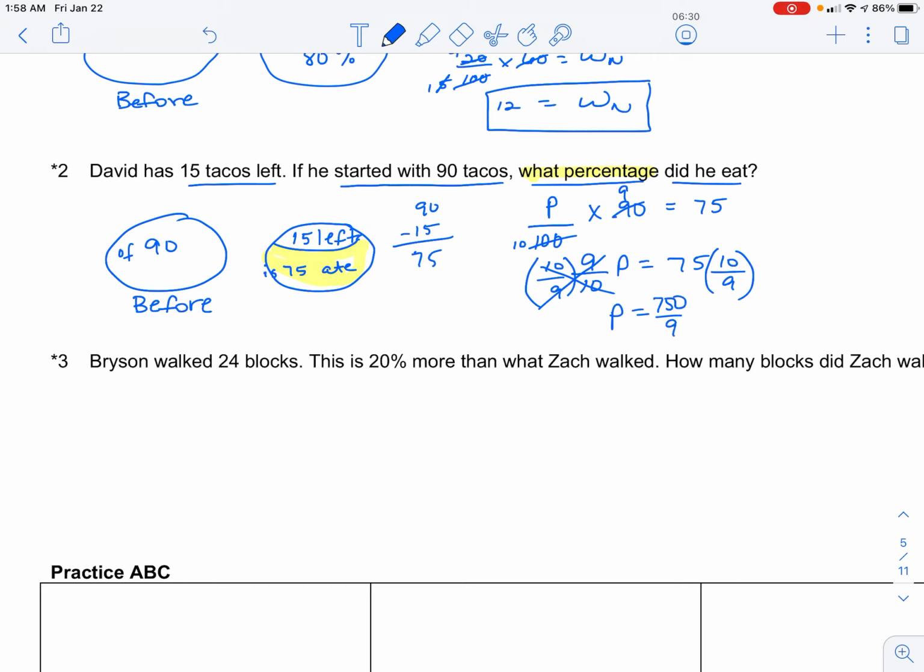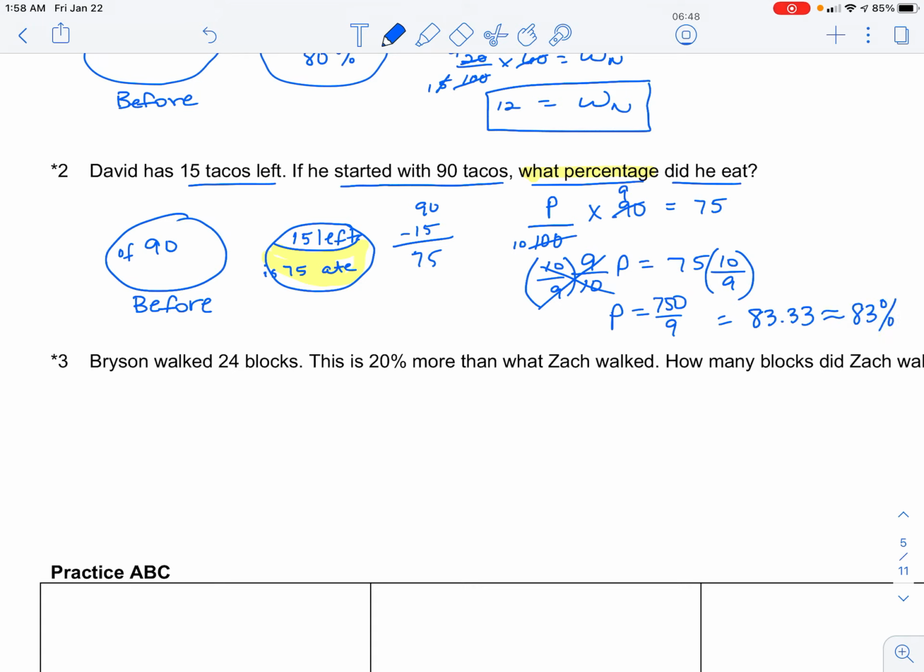And P is going to be equal to 750 over 9. Let me put that in my calculator real quick. 750 divided by 9 is 83.33.